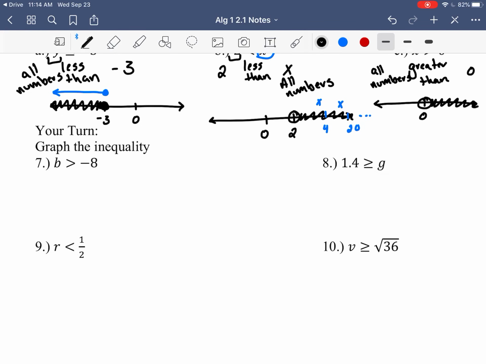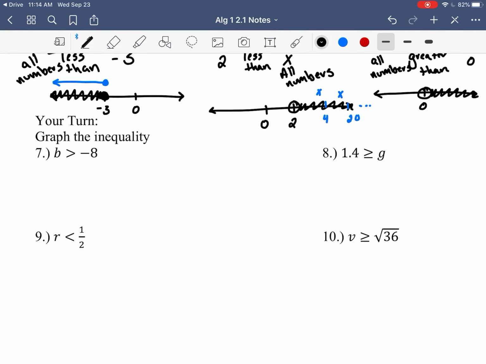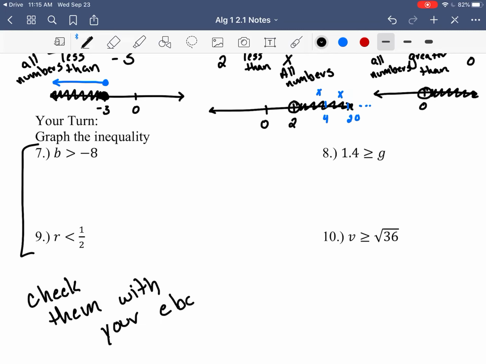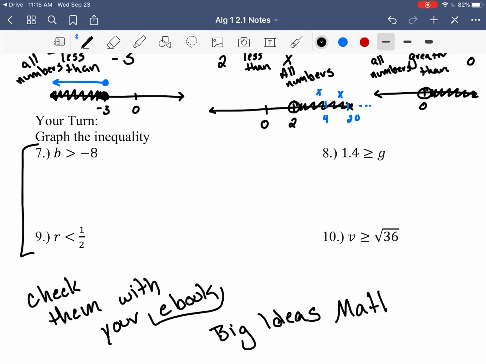Okay. All right. I want you to go ahead and do these, your turn. Graph the inequalities on these. Pause it and do those. Okay. And when you get done, I want you to check these. Check them with your ebook. Okay, so I want you to log into your Big Ideas. Log into your Big Ideas Math.